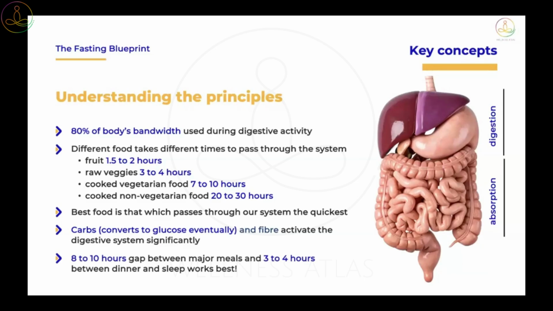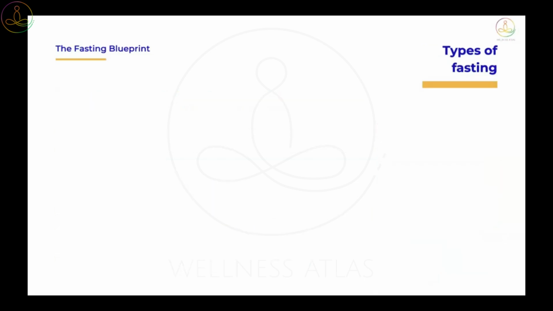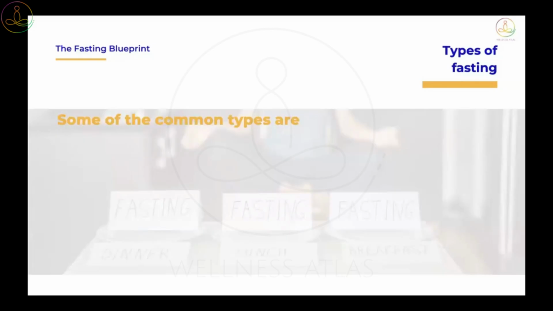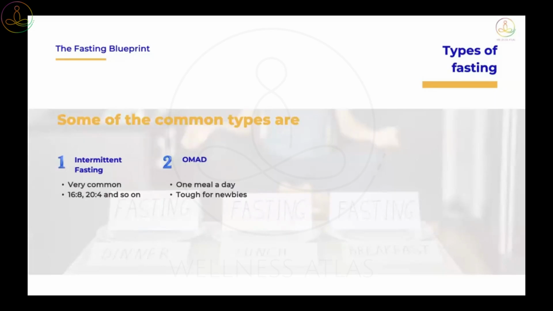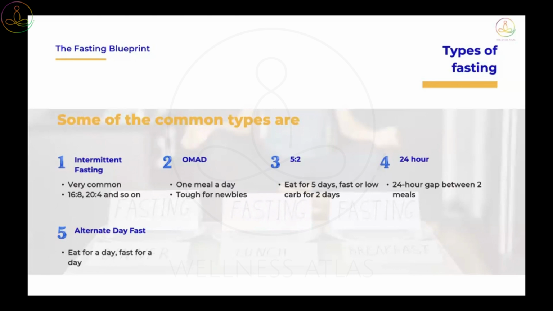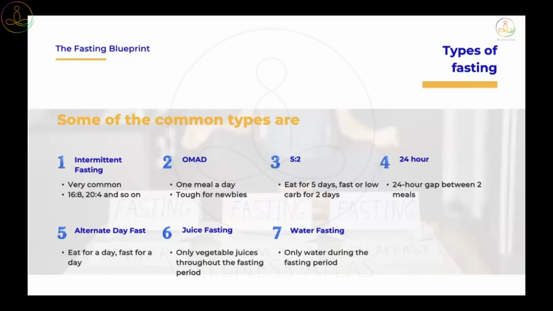Now that we understand this, let's quickly go into fasting. If you're new to fasting or you're used to it, you hear a lot of jargon, right? I've just put together some of these types of fasting. You hear about intermittent fasting, OMAD, 5-2, 24-hour fast, alternate day fast, juice fasting, water fasting, dry fasting, and many, many other kinds of fasting, right?